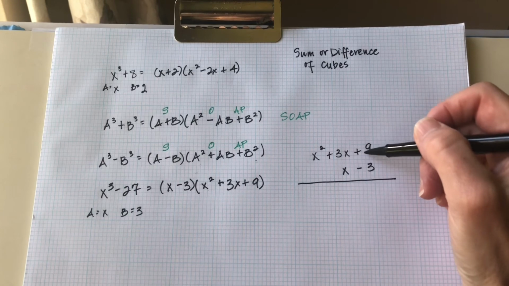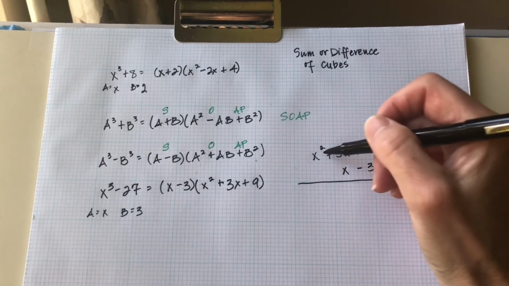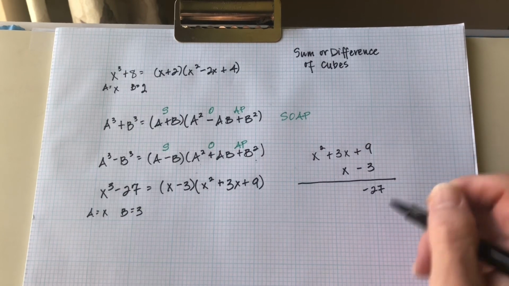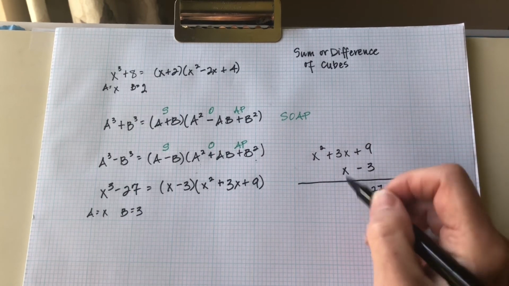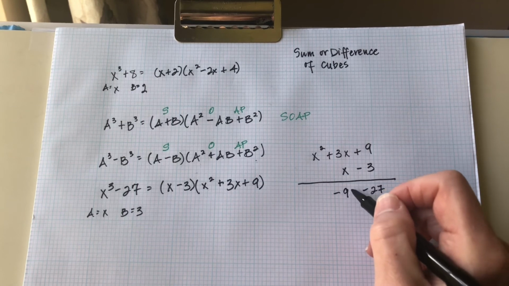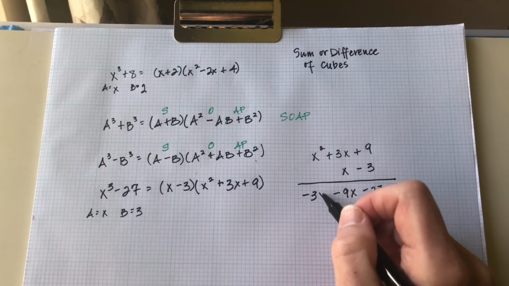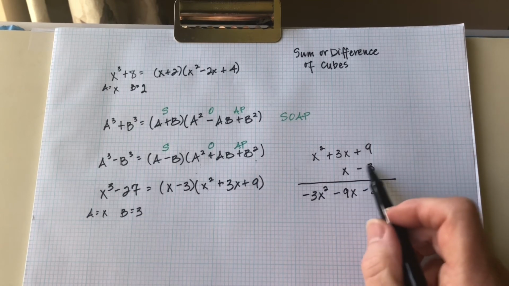So first we'll multiply everything in the top row times this negative 3. So 9 times negative 3 is negative 27. 3x times negative 3 gives us negative 9x. And x squared times negative 3 gives us negative 3x squared. Okay, so that took care of that.